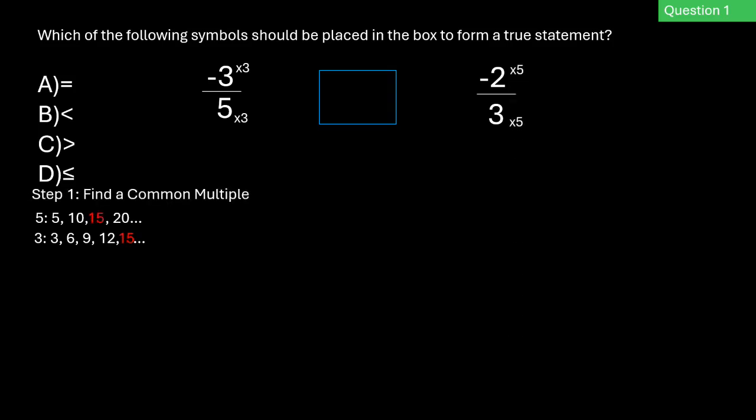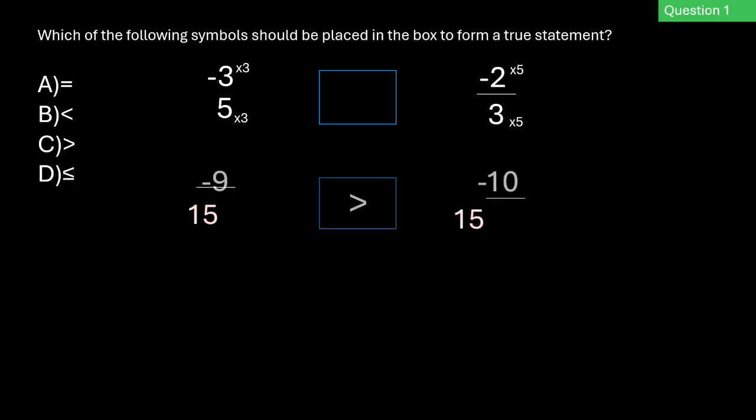Okay? Now let's form our equivalent fractions. Our words are right here, so let's scoot it down right here. All right, and there we go. 5 times 3 is 15, and -3 times 3 is -9. 3 times 5 is 15, and -2 times 5 is -10.